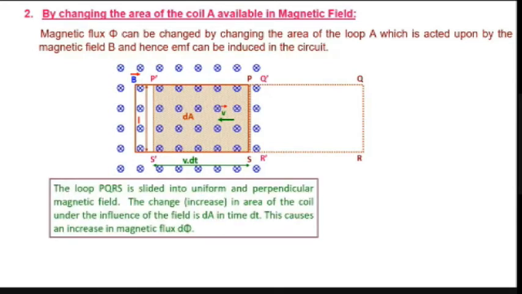Now let's calculate the flux. What is the expression for flux? The loop PQRS is slid into a uniform and perpendicular magnetic field. The change in area, here it is an increase. The area of the coil under the influence of the field is dA in time dt. This causes an increase in magnetic flux d phi. Wherever there is a change in flux, there will be an induced EMF. d phi is equal to B dA. Here the angle is 0, so cos 0 is 1, so I can take B into dA. Now what is dA? How much is dA?